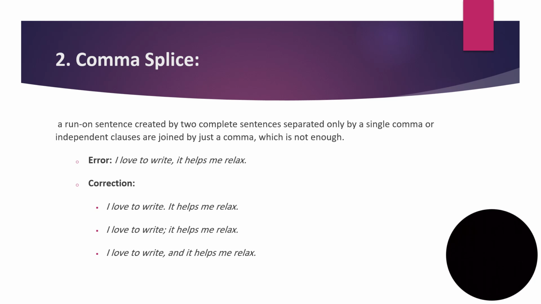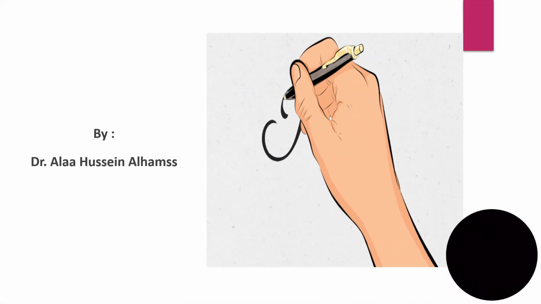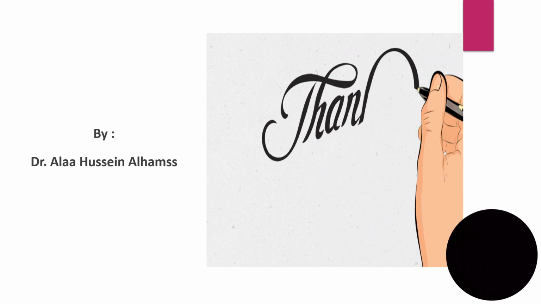Comma splice: a run-on sentence created by two complete sentences separated only by a single comma, or independent clauses joined by just a comma, which is not enough. The error here, as you see, I love to write, comma, it helps me relax. The correction, I love to write, full stop. It helps me relax. Or, I love to write, semicolon, it helps me relax.